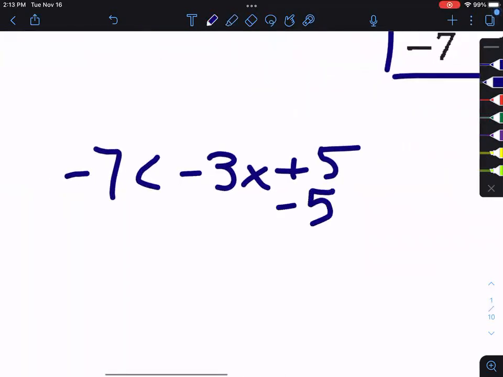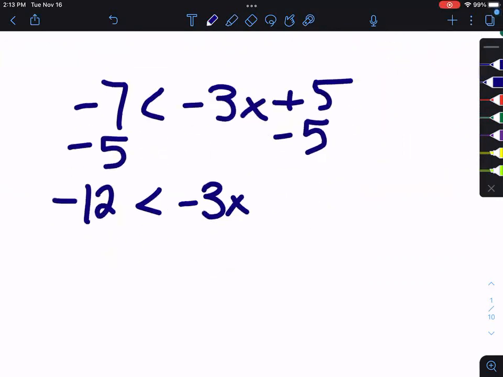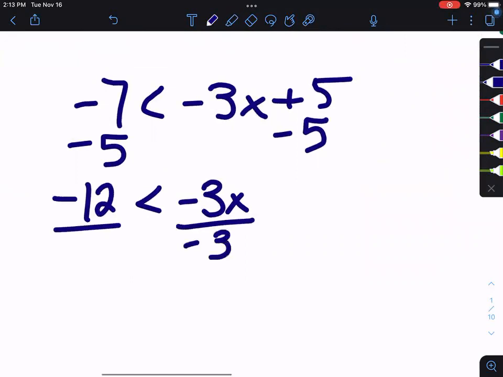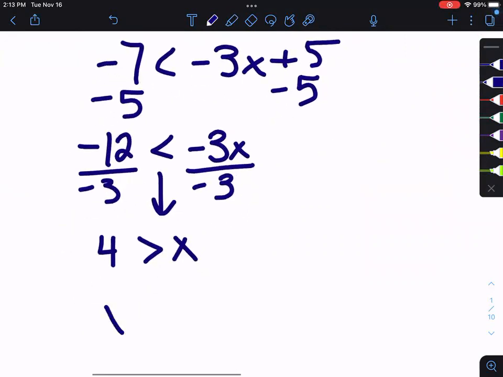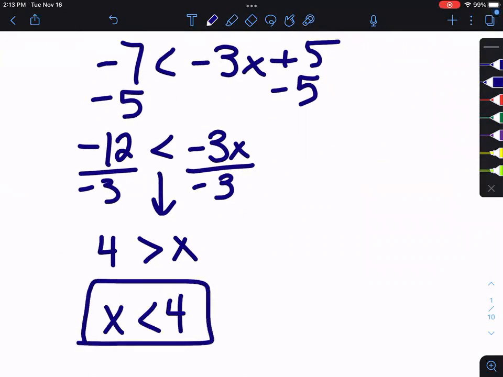So we're going to subtract 5. -12 is less than -3x. Divide by -3. We divided by a negative, so we're going to flip our sign. So we have 4 is greater than x. We always want x on the left-hand side, so x is less than 4, the first part of our answer.